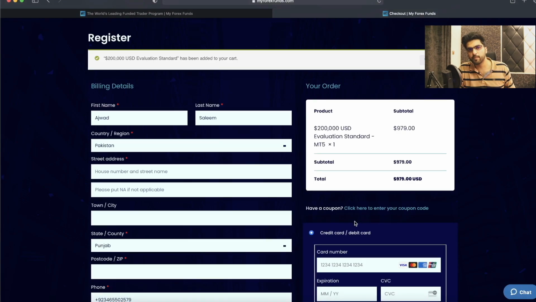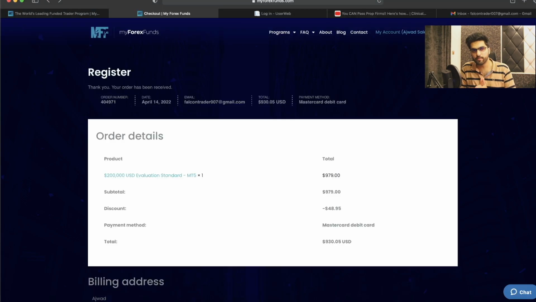Now I am going to put in my credit card information, and once it is done, I will show you my dashboard. So I have completed the whole payment process, and this is the amount that I paid, $930. Now I will get my login credentials in a few minutes maybe. I am not sure about that, and we will see the account dashboard once I receive my login credentials for the $200,000 phase 1 account. And then I will talk about how I plan to complete this challenge.